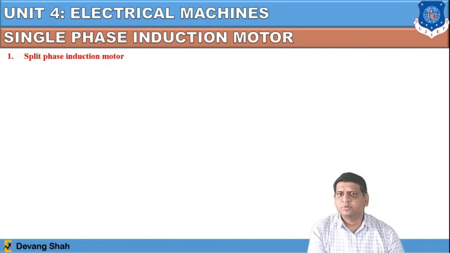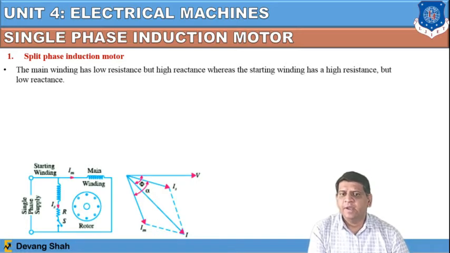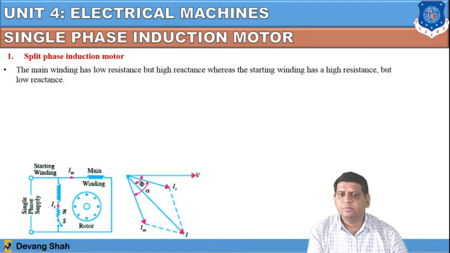If we talk about the split phase induction motor, you can see there is an arrangement of the rotor, and there is a main winding, and perpendicular to it a starting winding. Once you apply the single phase supply, there are two currents: Im is the current flowing through the main winding and Is is the current flowing through the starting winding. Because of this, a resultant current is created in this direction. You can see this phasor diagram. One current, passing through the main winding, is Im, and the other, passing through the auxiliary winding, is Is. So you will get these two different vectors.